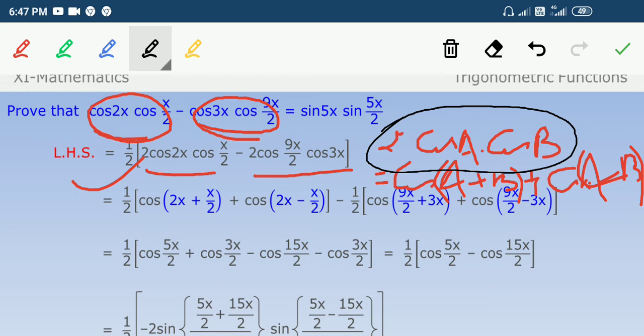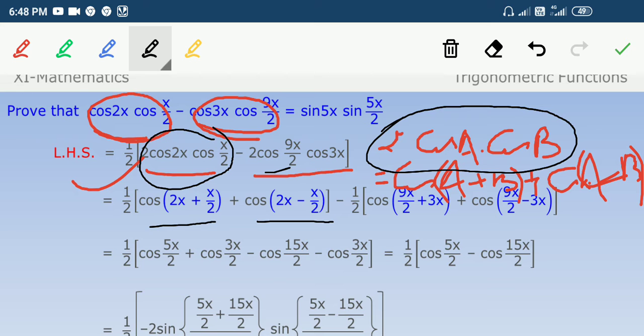So here if we solve this one, it is 2 cos 2x and cos x by 2. It means that 2x will be taken as A and x by 2 will be taken as B. So the result of 2 cos 2x into cos x by 2 will be cos A plus B plus cos A minus B. Here 2x is A and x by 2 is B. So we can write again minus 1 by 2, and this 1 by 2 will be multiplied in this one also.